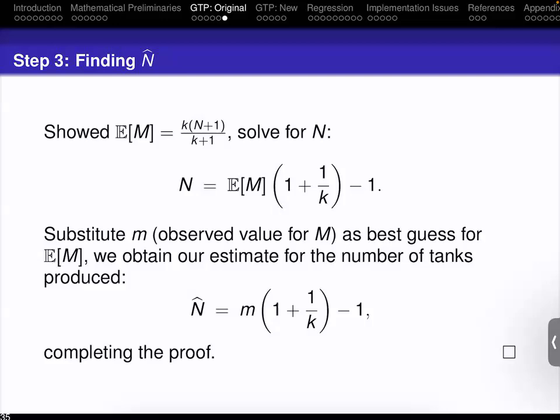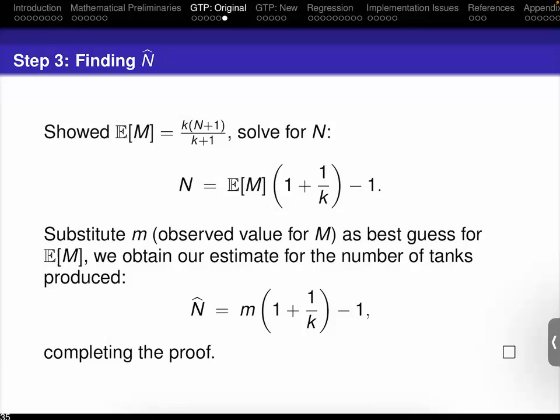Is it wrong to say that n hat is like the expected value of n, or is that? Well, the thing is, we observe one value of m. And so we only get one. Given that observation.